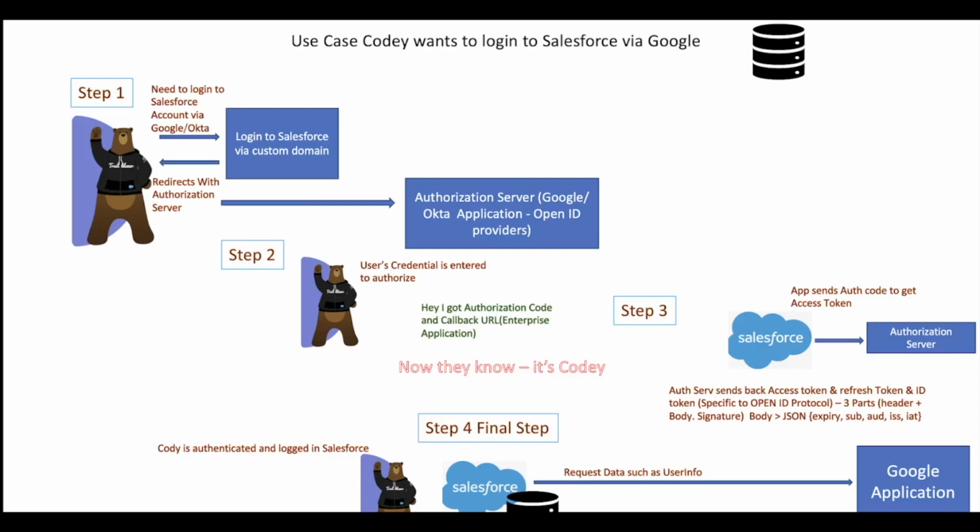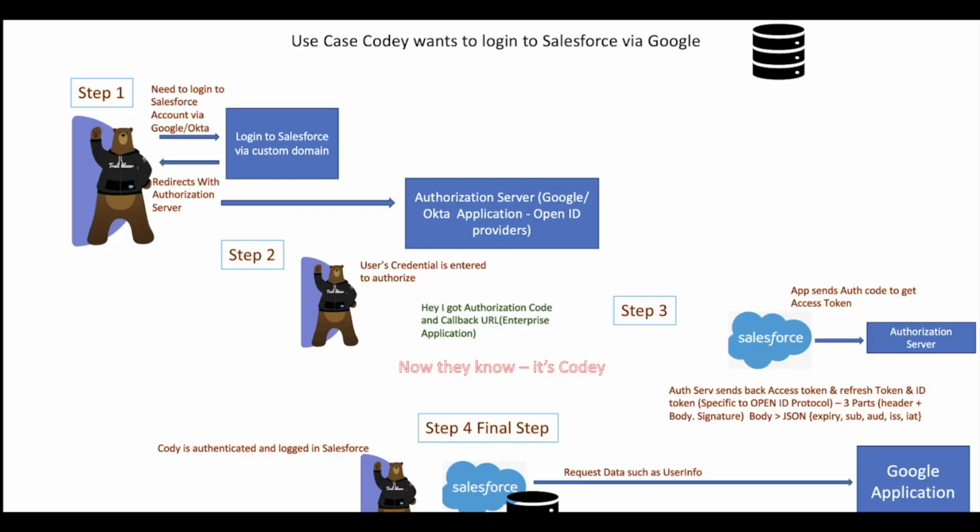Now we need to understand this flow to understand how social sign-on works with Google. First, for example, Cody the bear logs into Salesforce, and Salesforce must have a custom domain enabled. For example, nikhilmadar.salesforce.com. So Cody tries to log in there. On the login page, you will see that you can also log in through Google Connect. So he clicks on that button, Google Connect, and from Salesforce he is redirected to the authorization server, which is Google.